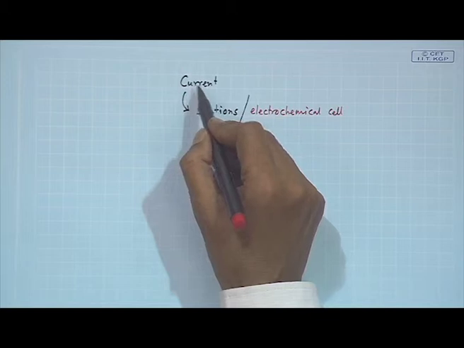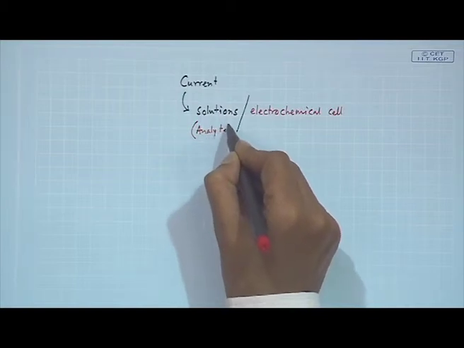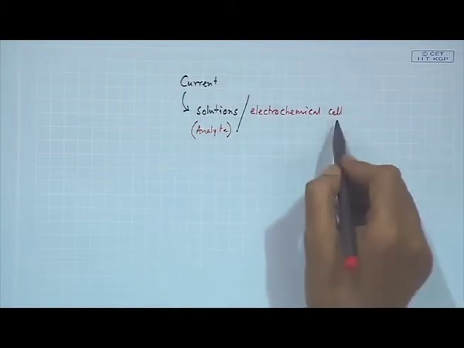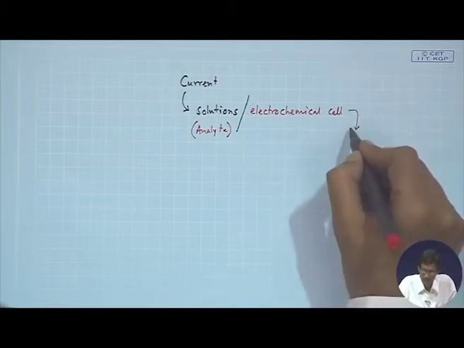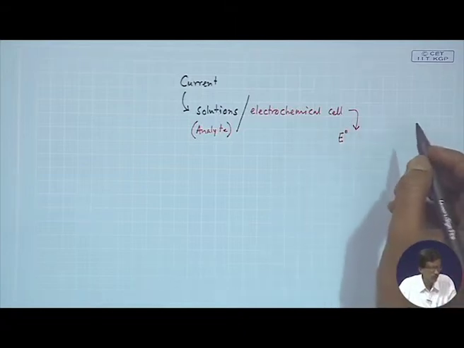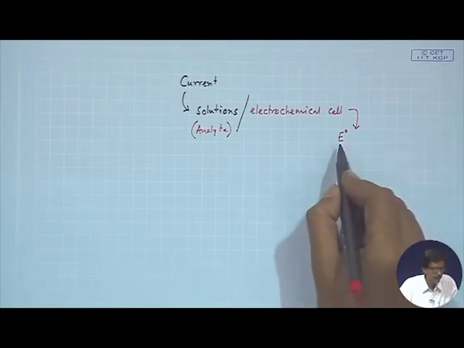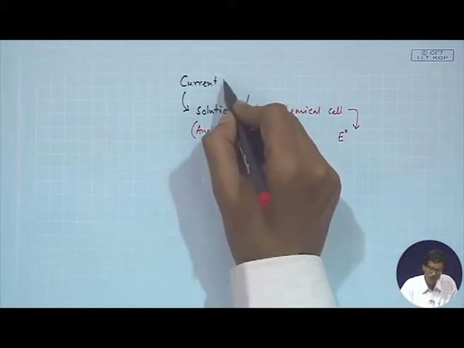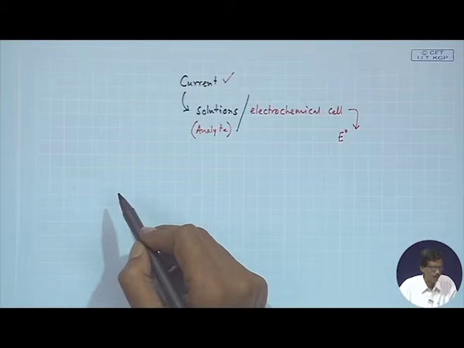So, we want to see the effect of current on solutions, and these solutions are nothing but your analyte or the analytes, and the electrochemical cell is there, and why we are looking for that particular electrochemical cell is that the corresponding E0 value, that means the corresponding cell potential. So, once we look at the corresponding cell potential, we must have some idea about the corresponding passage of current, or the cell is producing some amount of current.